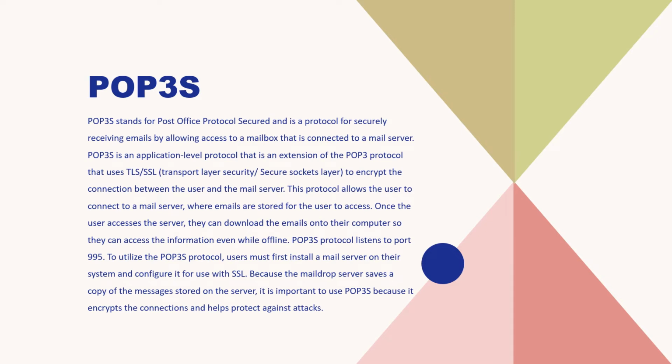So POP3S stands for Post Office Protocol Secured and is a protocol for securely receiving emails by allowing access to a mailbox that is connected to a mail server. POP3S is an application level protocol that is an extension of the POP3 protocol that uses TLS and SSL. TLS is Transport Layer Security and SSL is Secure Sockets Layer, to encrypt the connections between the user and the mail server.